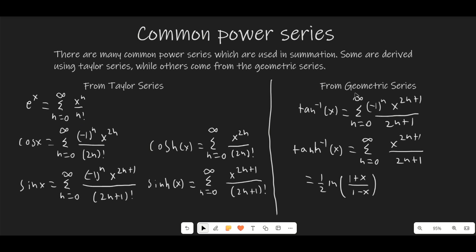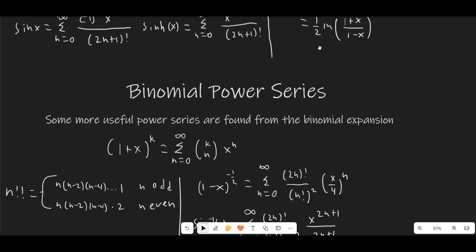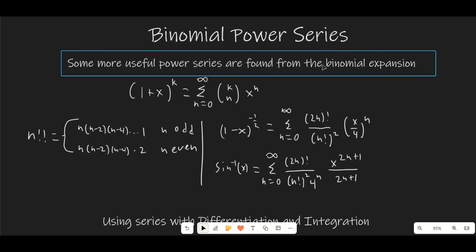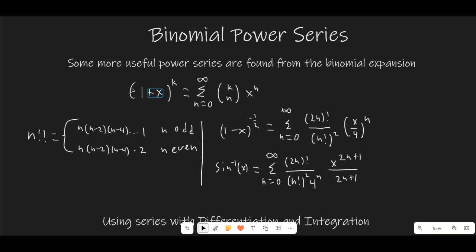From the geometric series, we have power series for inverse tangent of x and inverse hyperbolic tangent of x right here. And inverse hyperbolic tangent of x is the same as 1/2 times natural log of (1 plus x) over (1 minus x). So there are also some power series which come from the binomial expansion, which I'm not going to go over here, but just know that it's (1 plus x) to the k equals the sum from n equals 0 to infinity of k choose n times x to the n.